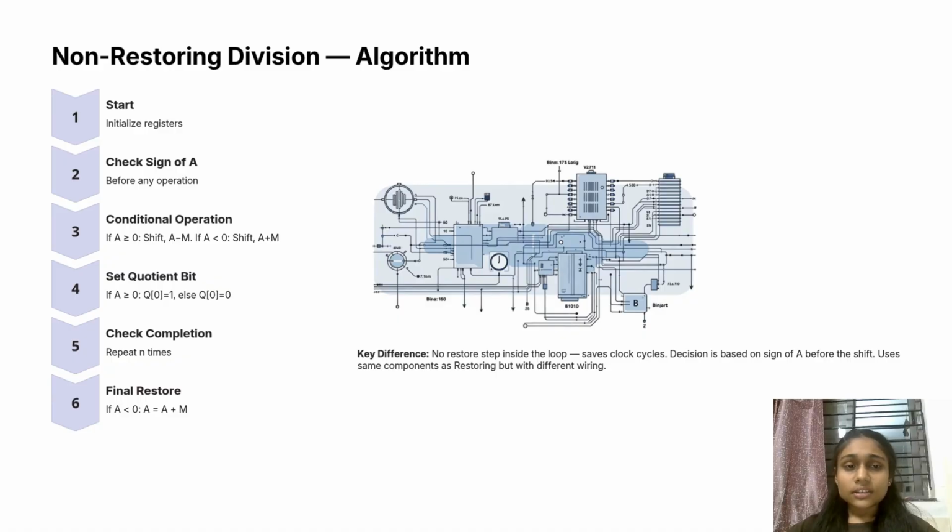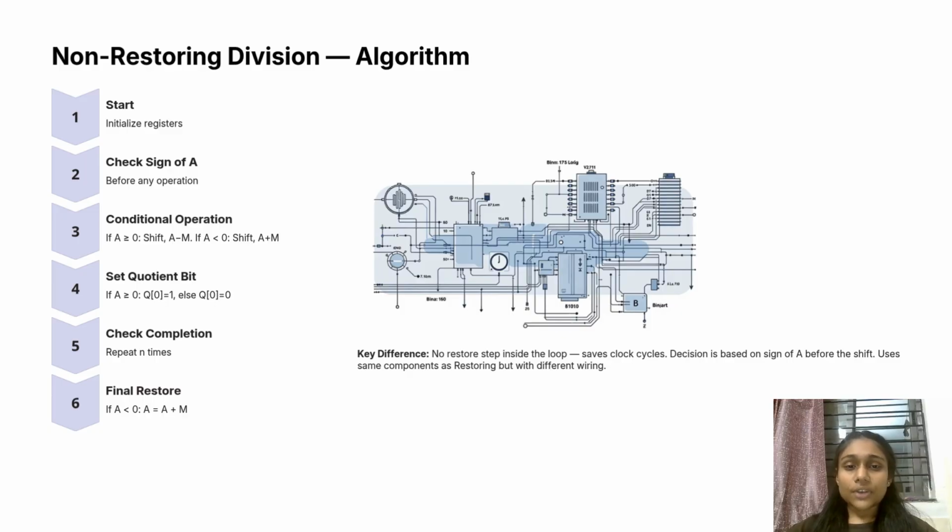Now let's understand non-restoring division and its algorithm. Non-restoring division improves restoring division by removing the restore step inside the loop. First, we initialize A, Q and M. Before each operation, we check the sign of A. If A is positive, we shift and subtract M. If A is negative, we shift and add M. Then we set Q0 based on the sign of A. We repeat this for n iterations.